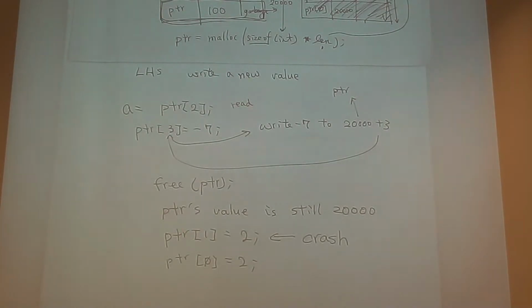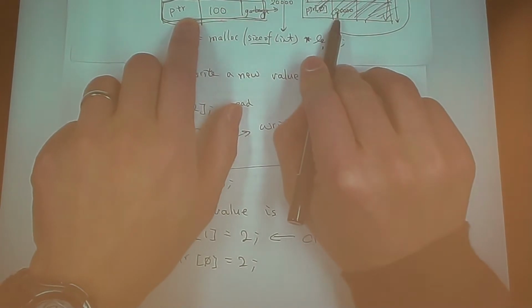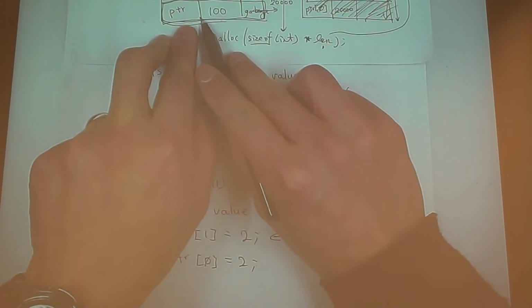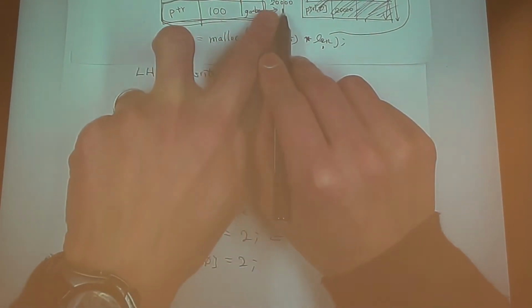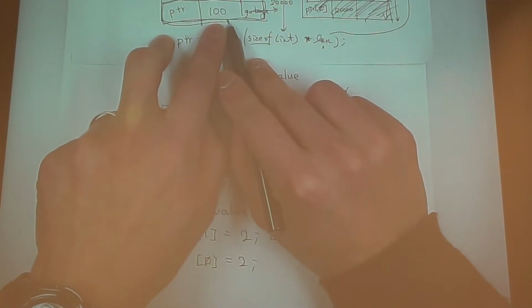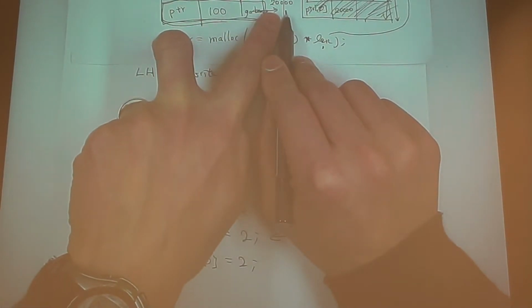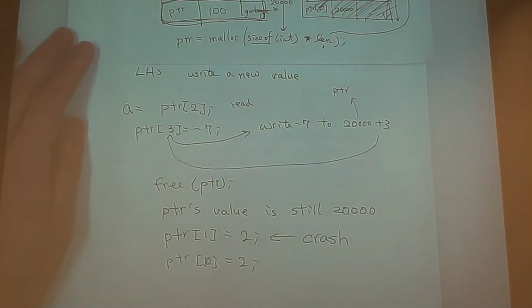Then why doesn't PTR 0 crash? Because 20,000 is still there, isn't it? No, PTR is still there, but this piece of memory is gone. Is 20,000 also gone? The whole chunk, yes. PTR is in your heap, I mean stack, I'm sorry. PTR is in your stack. Its value is 20,000. So PTR is still there because it's on the stack. But 20,000 is no longer valid memory in the heap since you have released it. Does that make sense?